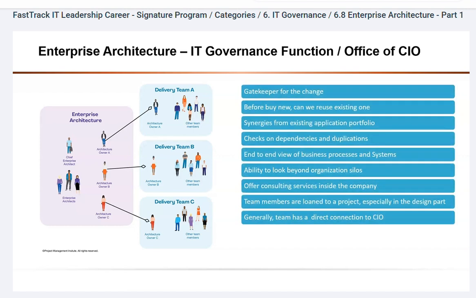This enterprise architecture function can be a gatekeeper for change. Yes, it may sound like they are slowing things down, but because they have to ensure the strategic fit, they act as a gatekeeper for change to make sure that it is appropriately fitting the strategy of the company. Before buying new, they can even ask, can we reuse an existing one? Why do we need to buy new? They look for synergies from the existing application portfolio and check on dependencies and duplications.